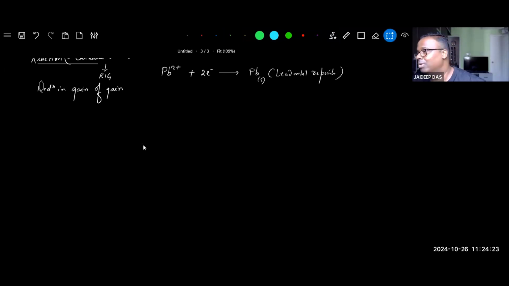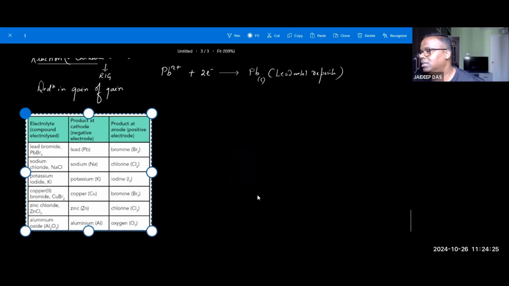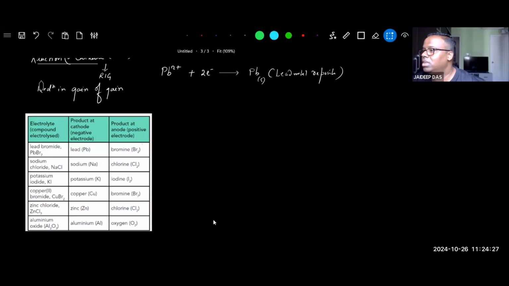Okay, let's see this chart. See children, right now the type of electrolyte that we took was lead bromide, but please understand the form in which lead bromide was taken, that is more important. Lead bromide was right now taken in molten form. That means you made sure that no other type of ions are there.